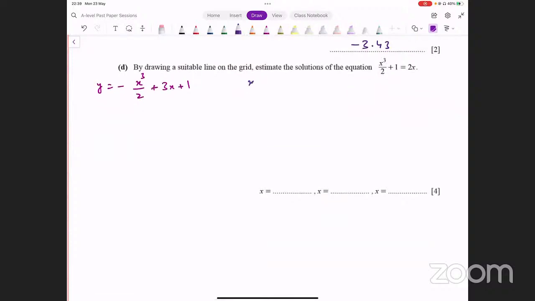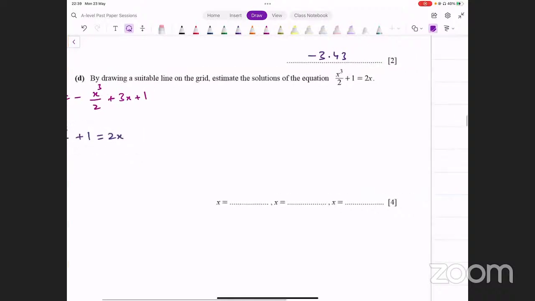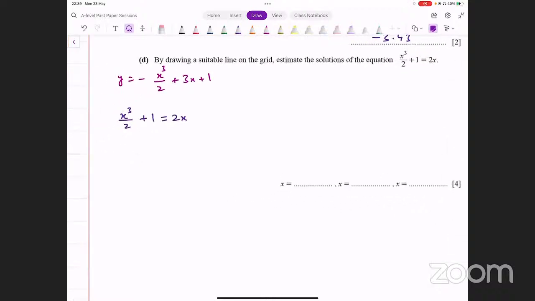Equation क्या है? x cube over 2 plus 1 equals 2x. ये आपके पास equation है. इसको एक दूसरे के नीचे लिख देते हैं, ऊपर नीचे. आपने करना क्या है? आपने इस equation के एक साइड के ऊपर किसी तरह से ये चीज ले आनी है, minus x cube over 2 plus 3x plus 1. एक साइड पे आपने ये चीज बना लेनी है.